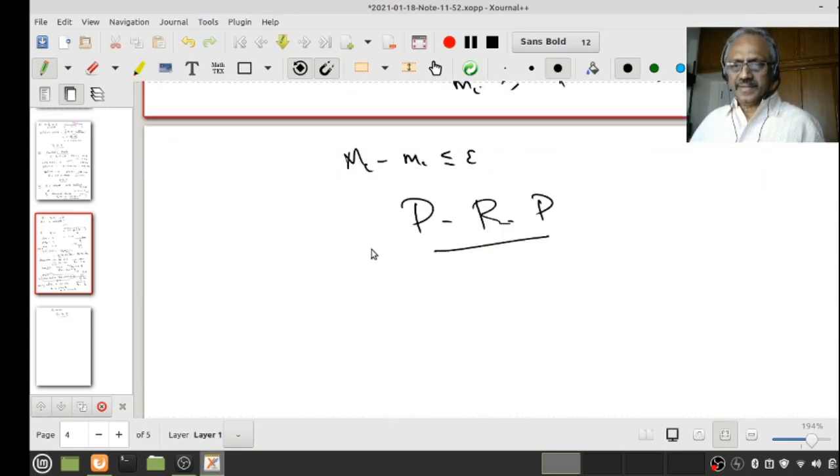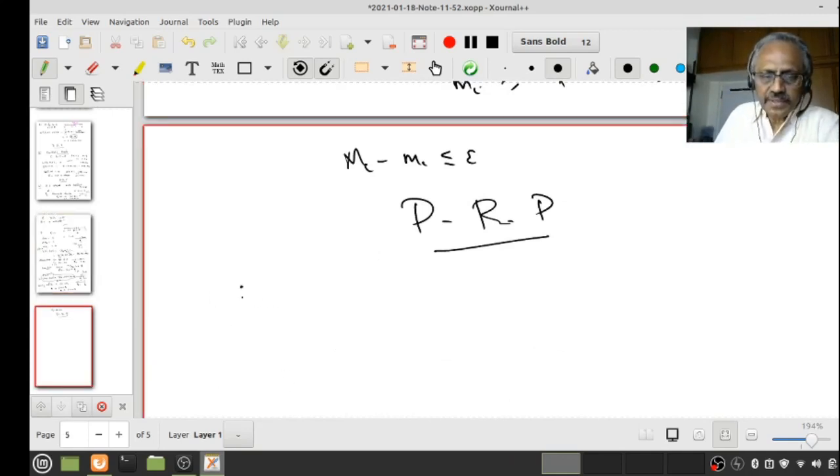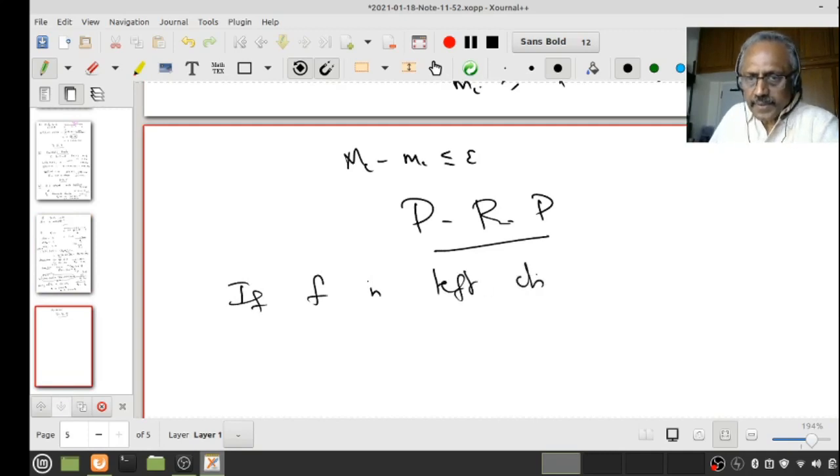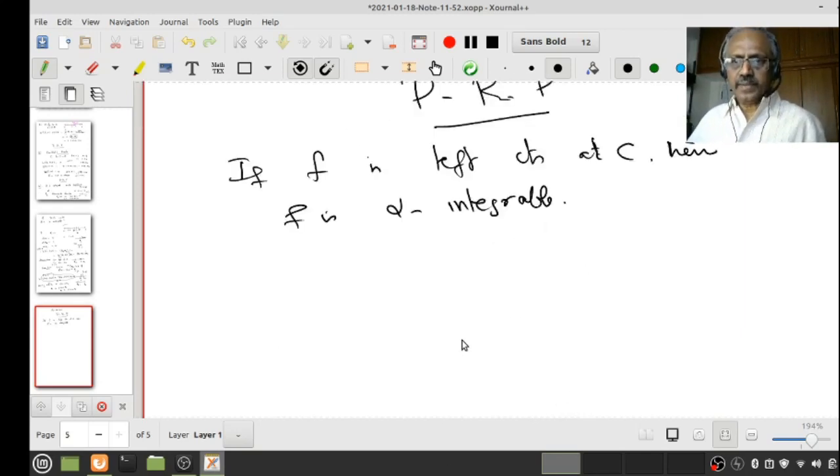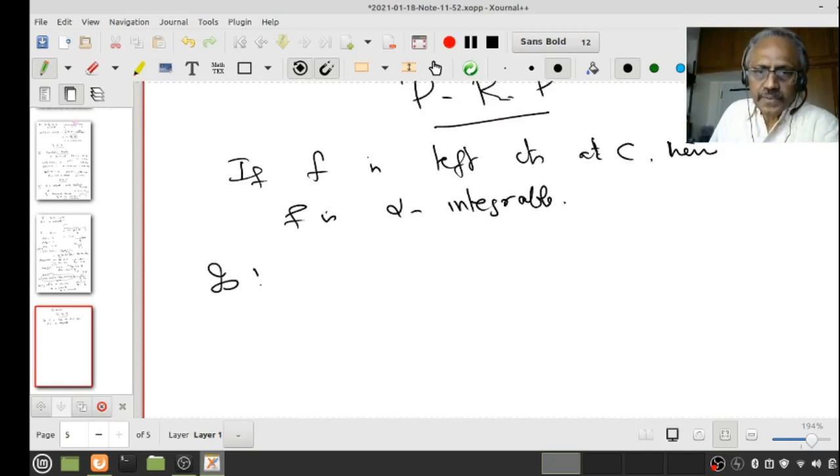Okay, so this is a sufficient condition. That is what we have proved: if alpha is left continuous at c, then f is alpha integrable. This is a very important example. Okay, we will again come back to this example, revisit it many times. Okay, right. Is the converse true?